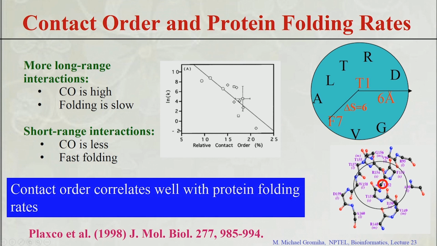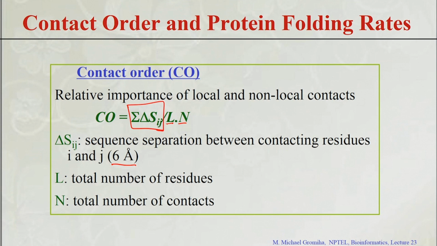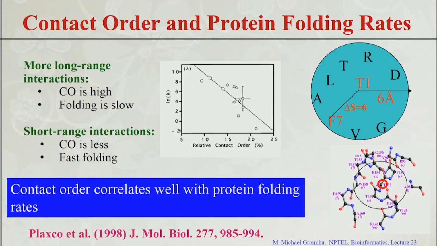If there are more long range interactions, what will happen to the contact order? More long range interactions means what will happen in this equation? This will be high, because delta S will be high. If this is high, then what will happen to the contact order? That is high, because it is directly proportional. So, in this case you get a high contact order. If the contact order is high, what do you expect of the folding? Folding is slow, because with more long range contacts the folding is slow.